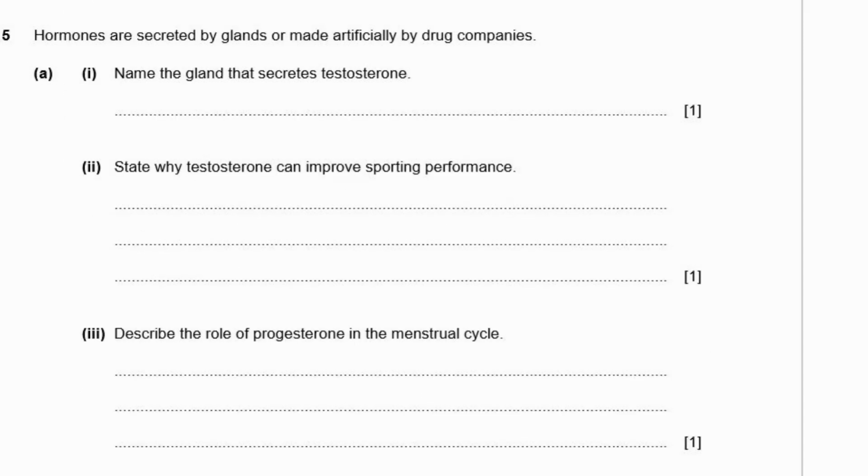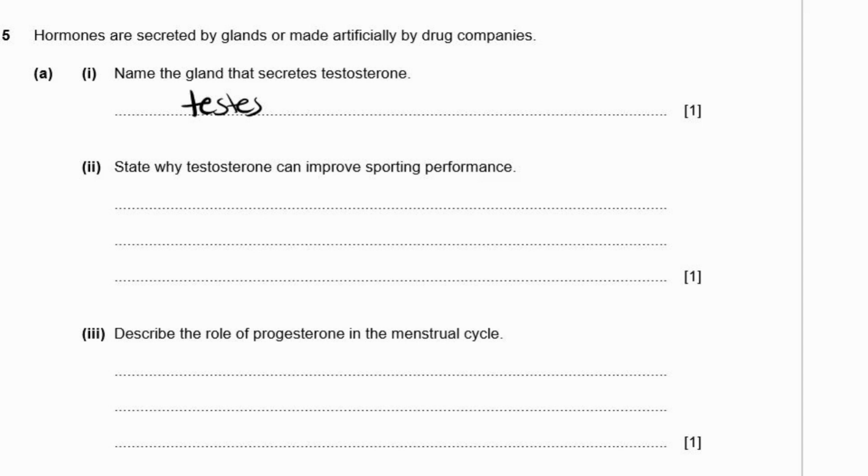5. Hormones are secreted by glands or made artificially by drug companies. A1. Name the gland that secretes testosterone. And the gland is the testes. The testes are actually glands. They secrete testosterone. 2. State why testosterone can improve sporting performance.